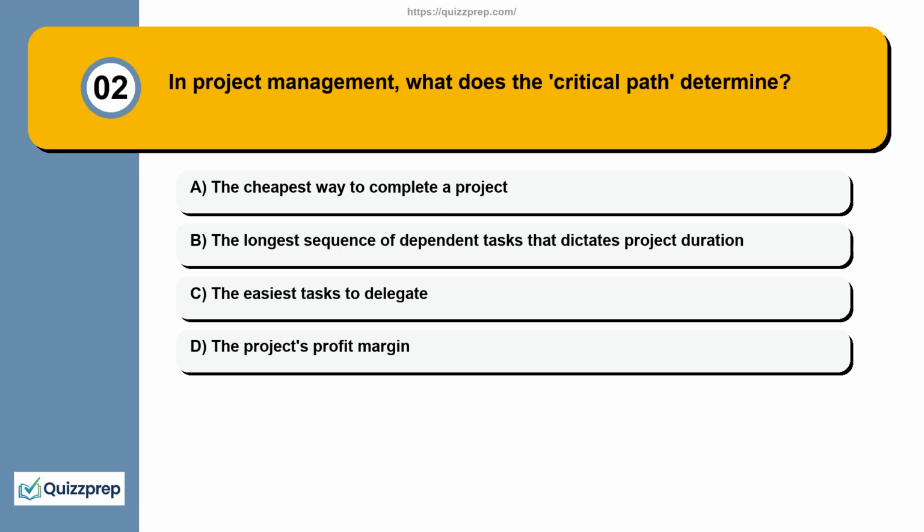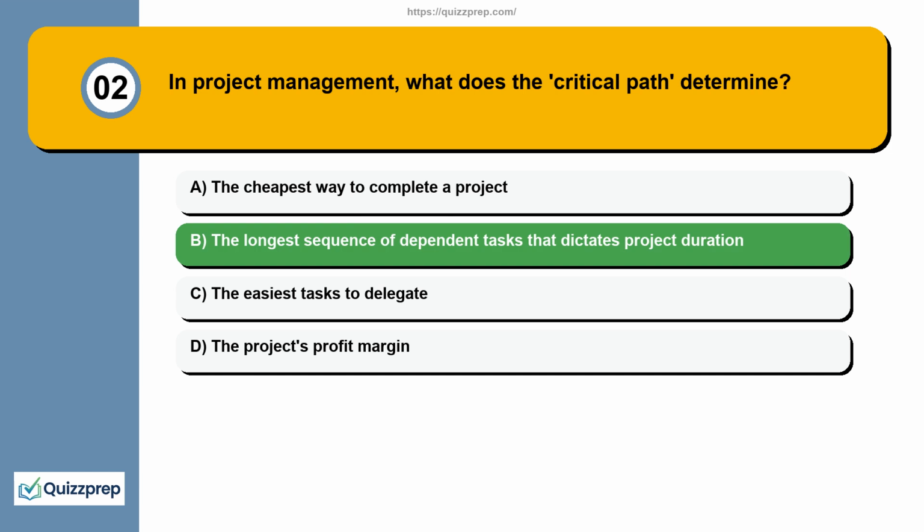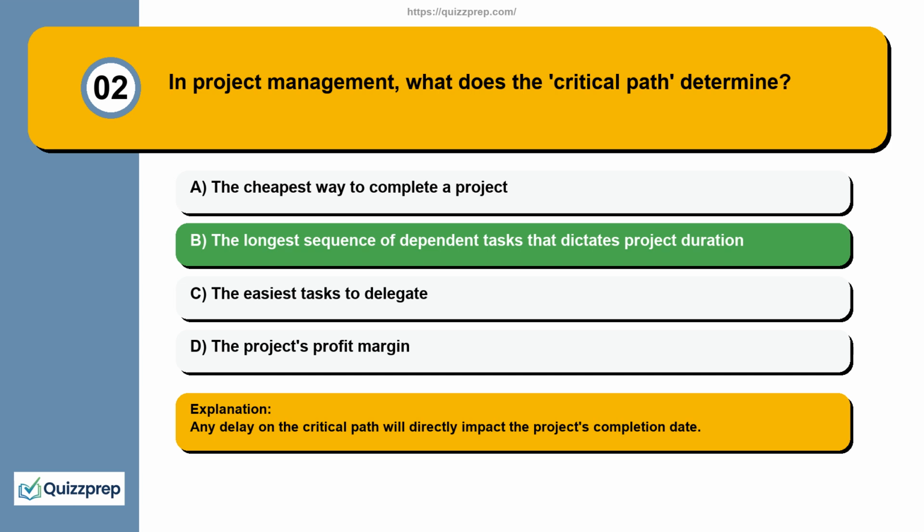Question 2. In project management, what does the critical path determine? Here are your options. Option A. The cheapest way to complete a project. Option B. The longest sequence of dependent tasks that dictates project duration. Option C. The easiest tasks to delegate. Option D. The project's profit margin. The correct answer is option B. The longest sequence of dependent tasks that dictates project duration. Explanation. Any delay on the critical path will directly impact the project's completion date.